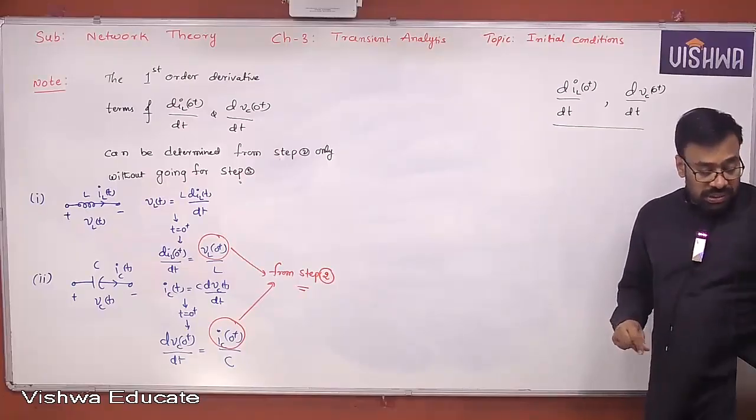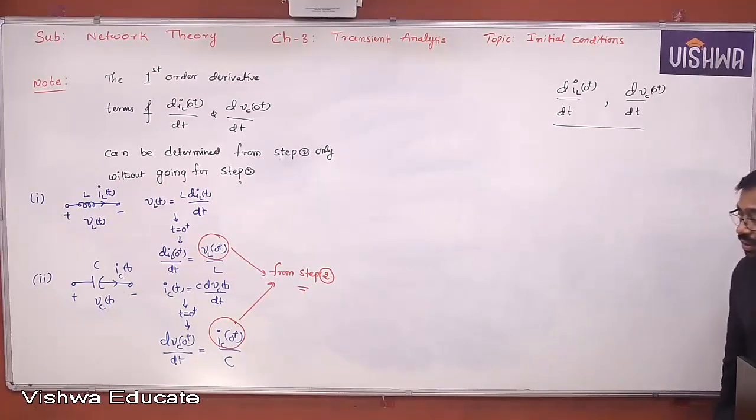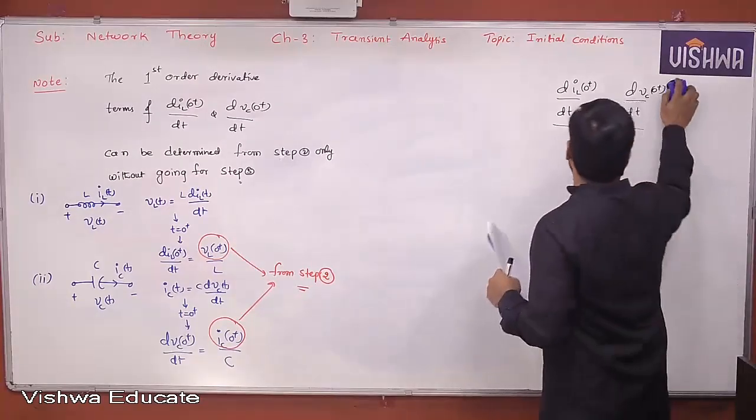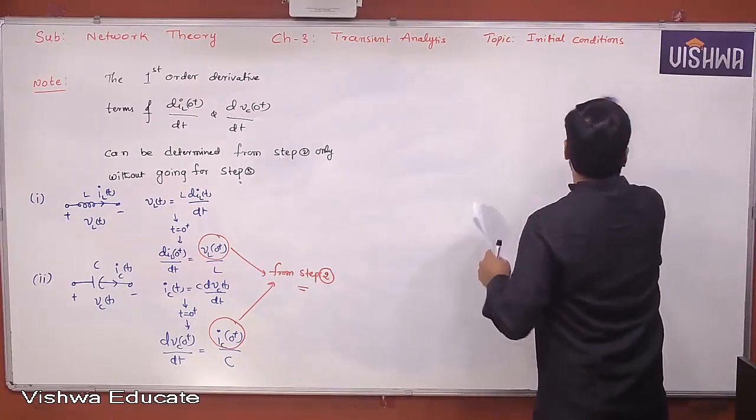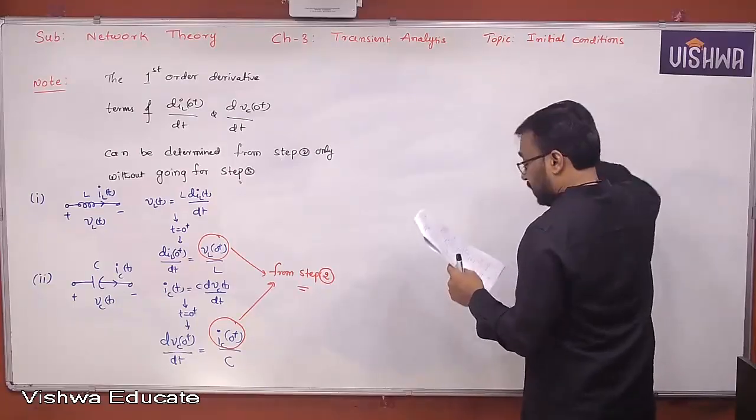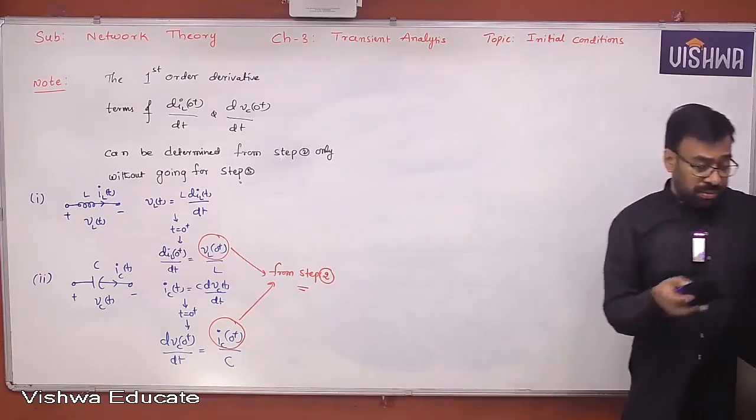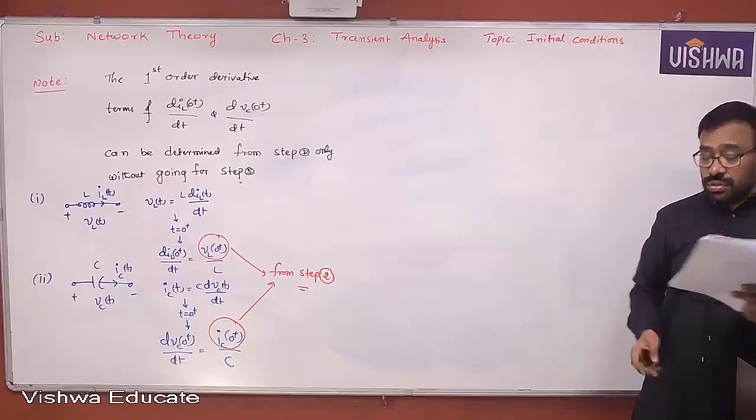So now onwards, for first order derivative terms, particularly when I is current through inductor, V is the problem, and the session may end. Session may end in the middle of solving the problem. Don't worry, that will be continued in the next session.